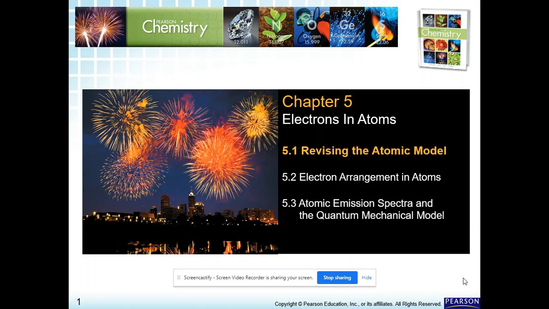Everyone. Today we're going to learn about Chapter 5, and specifically, this chapter is going to focus on the electrons that are located within atoms. Section 1, we're going to talk about revising the atomic model.